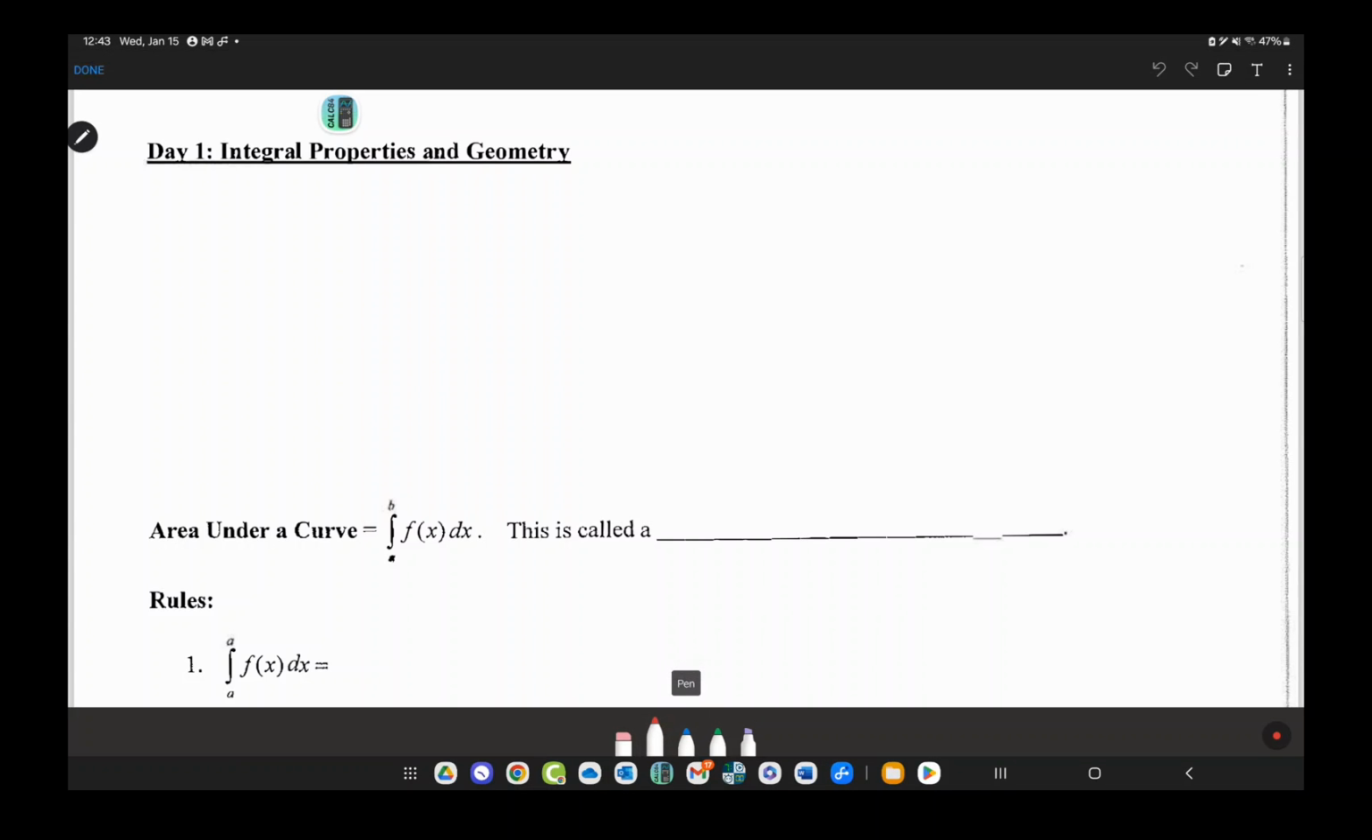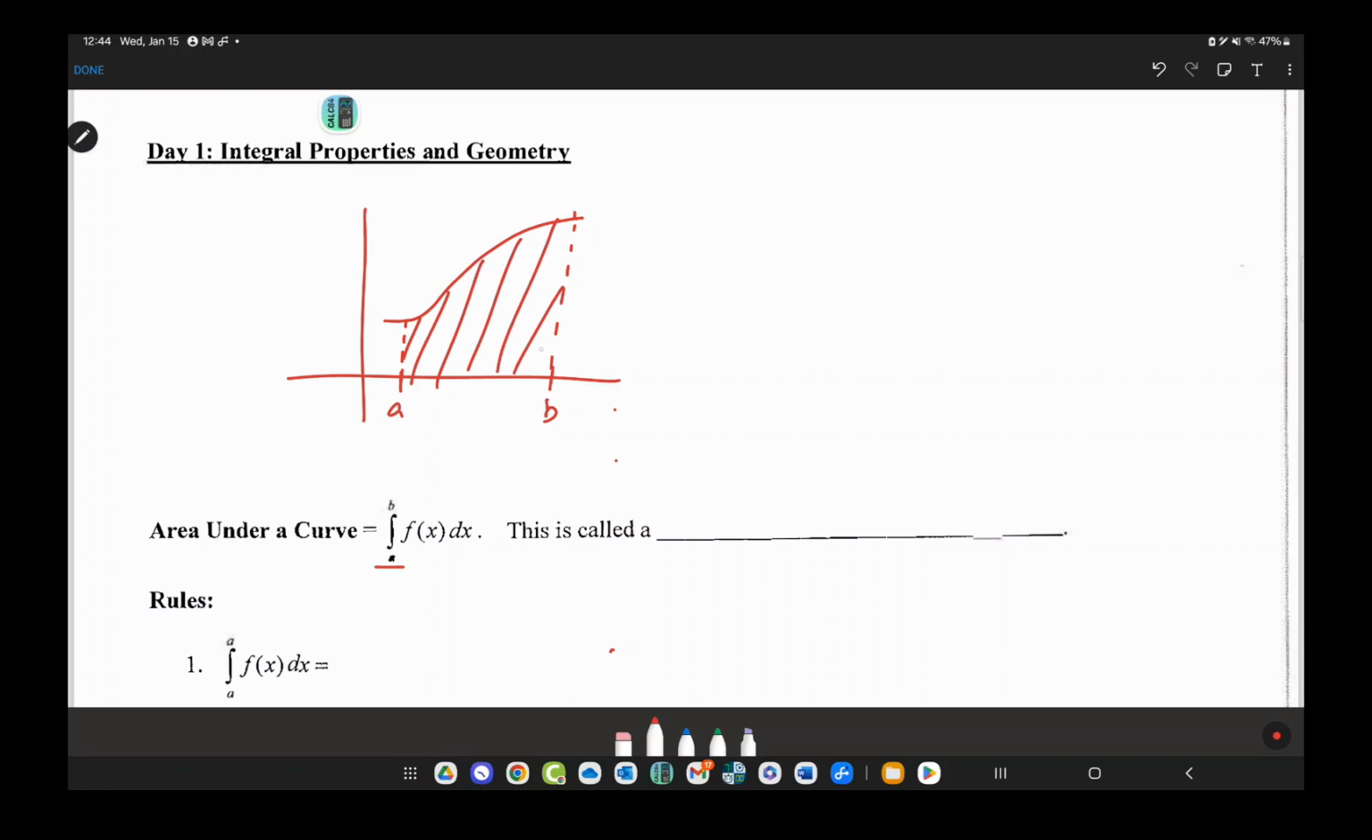Integral properties and geometry. What integration does, this symbol right here, our integral symbol, is that if I have a function from A to B, it allows us to find the area between the function and the x-axis, otherwise known as the area under the curve. This is f(x). Now this is specifically called a definite integral.